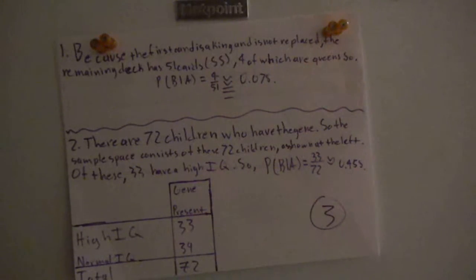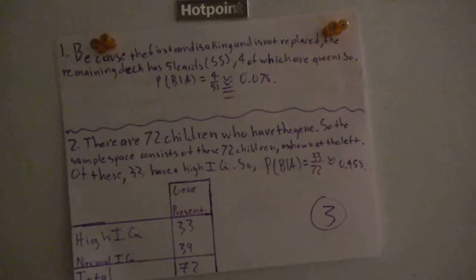Because the first card is a king and is not replaced, the remaining deck has 51 cards, which is also our sample space. 4 of these cards are queens, so the probability of B given A equals 4 out of 51, which is approximately, and this is very important because we are rounding, so this is not an exact measurement, approximately 0.078. For number 2, there are 72 children who have the gene, so the sample space consists of these 72 children as shown at the bottom left. Of these, 33 have a high IQ, so the probability of B given A equals 33 over 72, which is approximately 0.458.